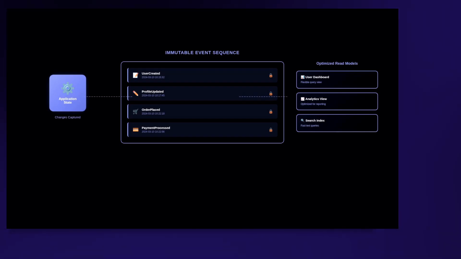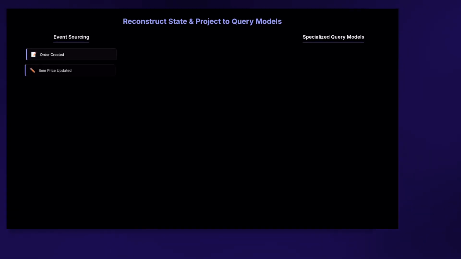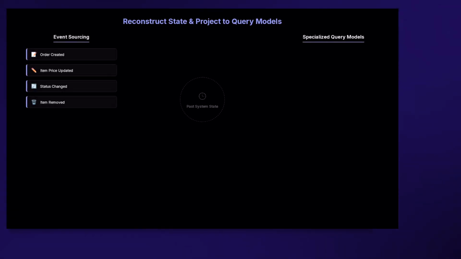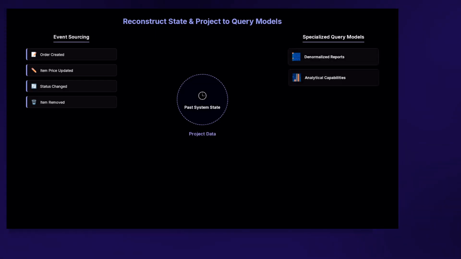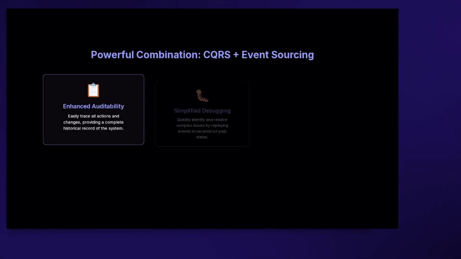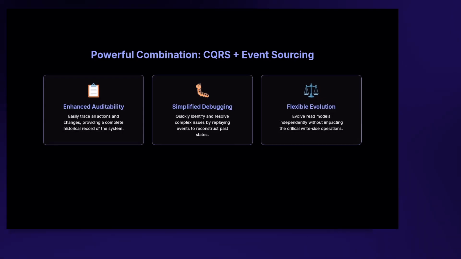read models. When CQRS and event sourcing are combined, they enable us to reconstruct any past state of the system with precision. Furthermore, this combination allows us to project that historical data into specialized query models on demand, offering unparalleled analytical capabilities. This powerful combination significantly enhances auditability, making it easier to trace actions and changes. It also simplifies debugging complex issues and provides the flexibility to evolve our system's read capabilities independently without impacting the critical write side.